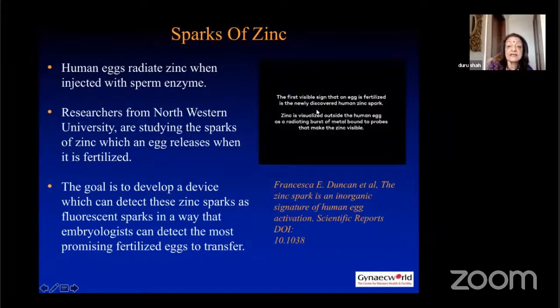and the first visible sign that an egg is fertilized is the newly discovered human zinc spark. Zinc is visualized outside the human egg as a radiating burst of metal bound to probes that make the zinc visible. And once you see that zinc, you know that the sperm has entered into the egg because it carries the sperm enzyme. Now, researchers from Northwestern University are studying these sparks, and hopefully we should get some good results very soon. The goal is to develop a device which can detect these zinc sparks as fluorescent sparks in a way that embryologists can see this and detect the most promising fertilized eggs which they need to transfer.